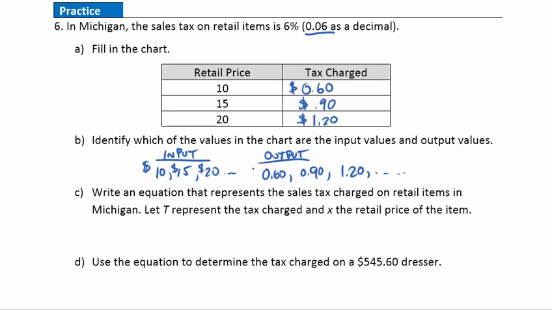Question C, write an equation that represents the sales tax charged on retail items in Michigan. Let T represent the tax charged and let X represent the retail price of the item. Okay, so T is going to be the tax charged. To figure out how much tax we're going to charge, we take this 0.06 and multiply it times the price of the thing that we're buying. And so X is going to represent the retail price of the item, and X is going to go right there, and that's our equation. All we have to do is take the price of the item, multiply it by 0.06, and that will tell us how much tax is being charged.